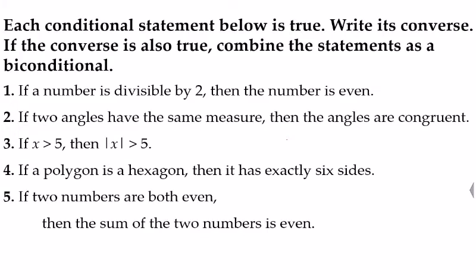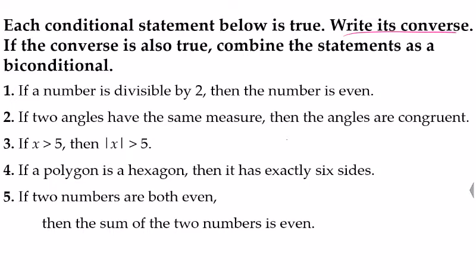All right, each conditional statement below is true, so we want to write its converse. If the converse is also true, combine the statements into a biconditional. So number one, if a number is divisible by 2, then the number is even. So that's true, so let's write its converse.